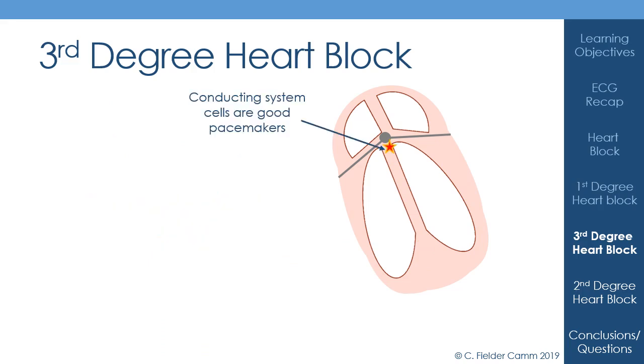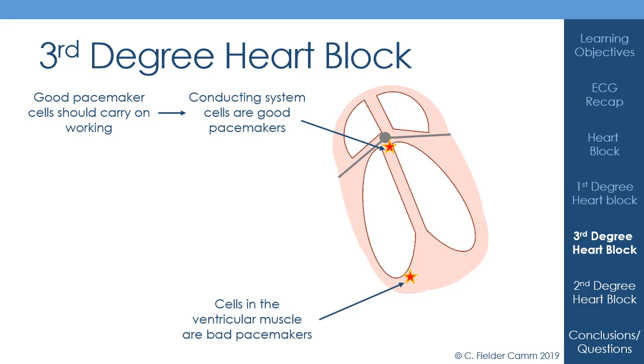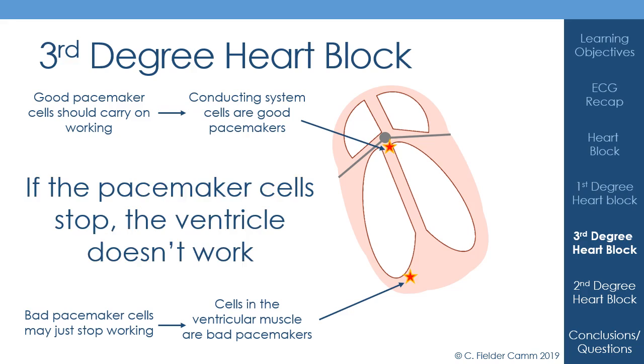Well, the cells in the conducting system are good pacemakers. They're developed as electrical tissue rather than contracting muscular tissue. So they are pretty good at carrying on as pacemakers. And that's just very different from the muscle cells, which are designed to contract. They're not designed to be pacemakers. So the ones in the conducting system will carry on working, but the bad pacemaker cells might just stop working. And that's bad, because if you don't then have the pacemaker working in the ventricles, you've got no signal coming from the atria. So the ventricle just doesn't work.